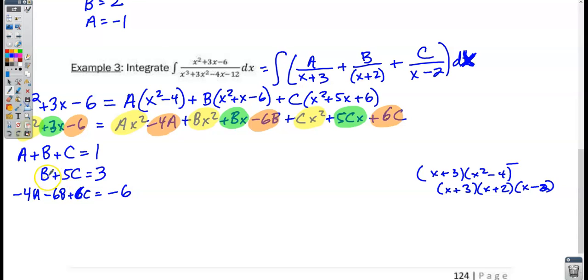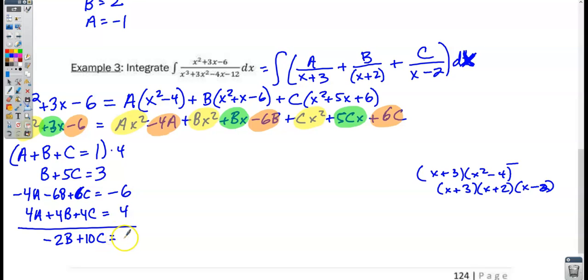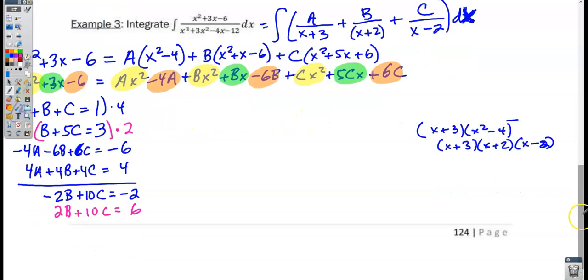One of those 3 equations just has B's and C's, so I'm going to combine the other 2 to get rid of the A's. I'm going to go ahead and multiply this one by 4. Gives me 4A plus 4B plus 4C equals 4. We add those 2 together, we get negative 2B plus 10C equals negative 2. And then I'm going to take the other equation and multiply it by 2, and add these two together. I get 20C equals 4. So C is equal to 1/5.